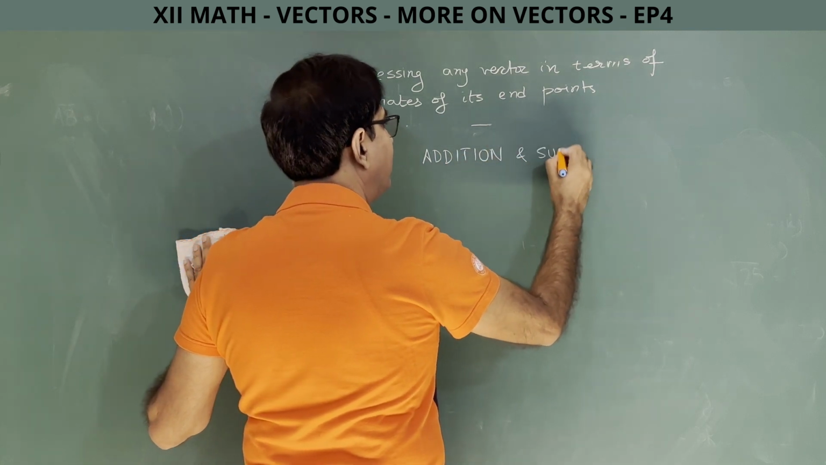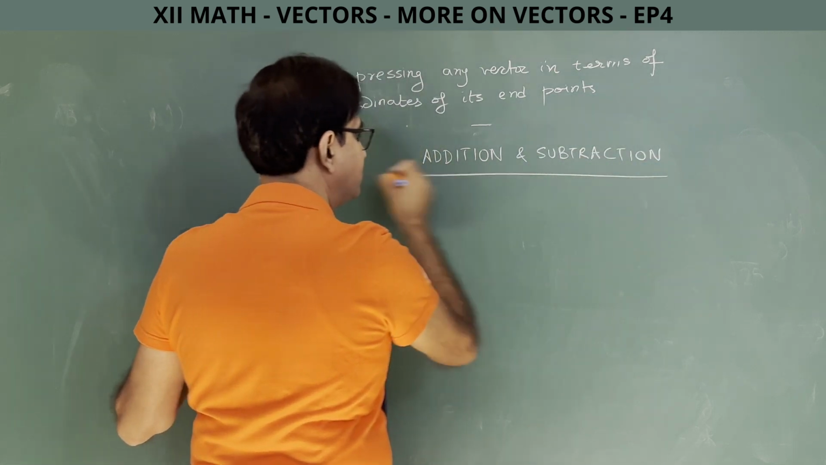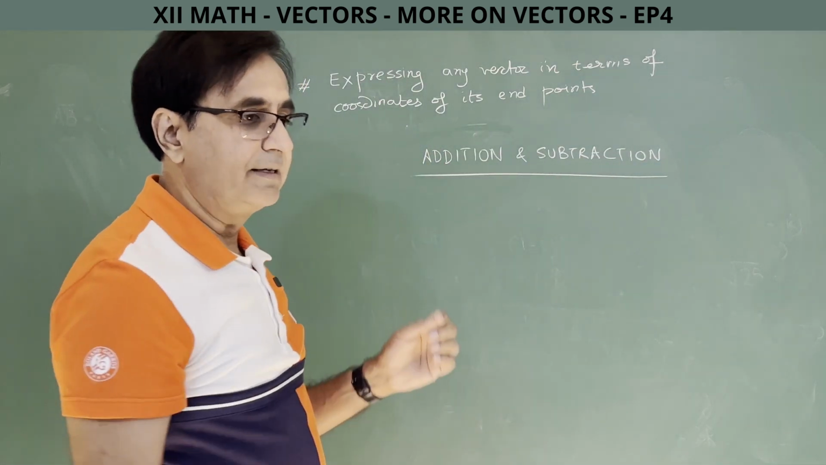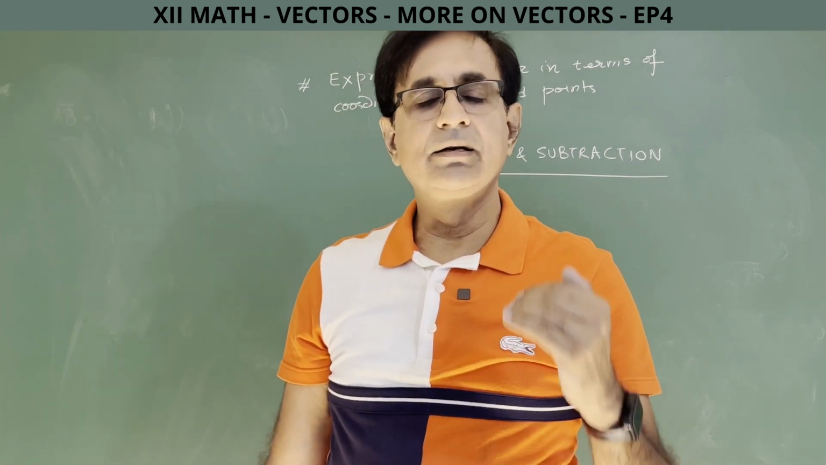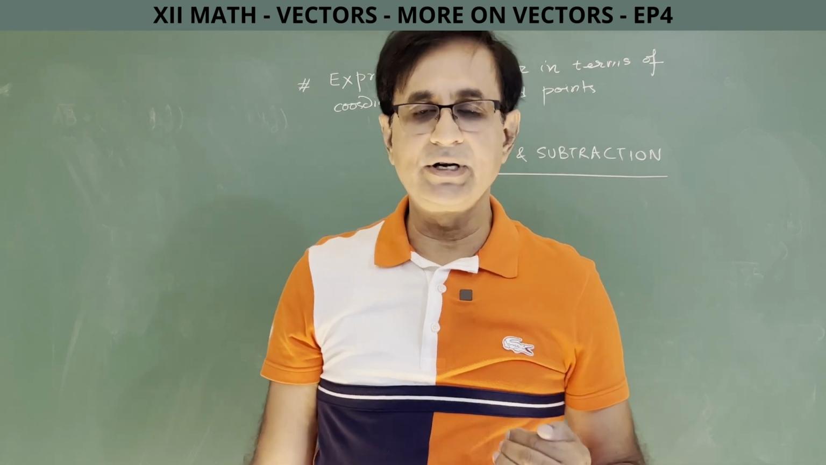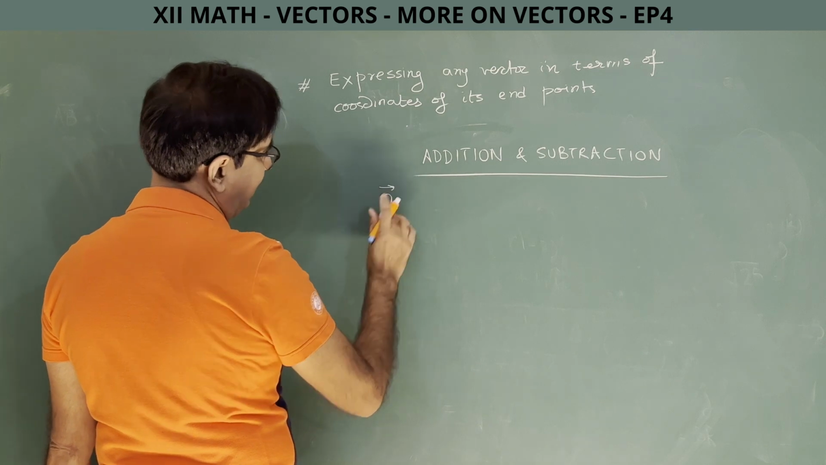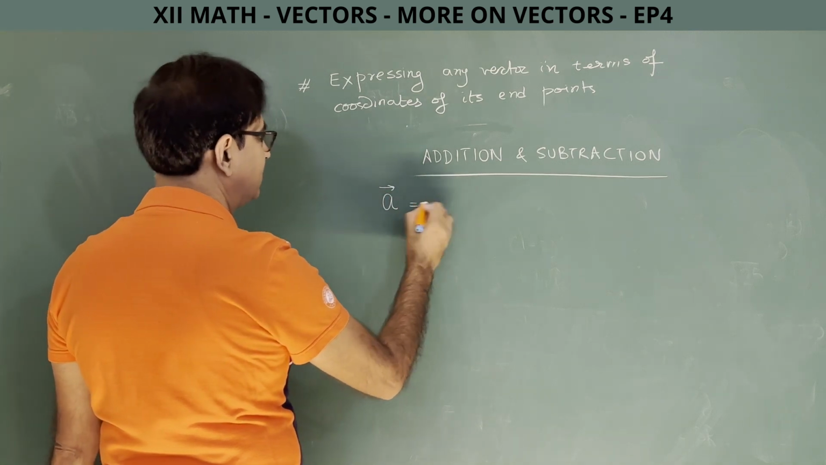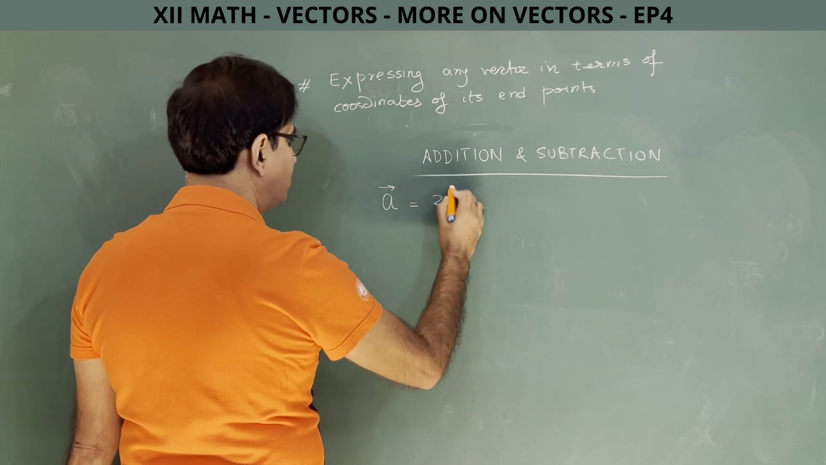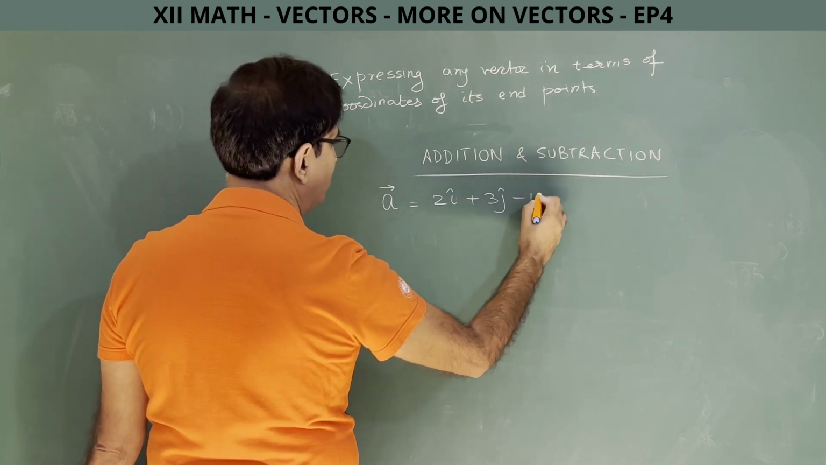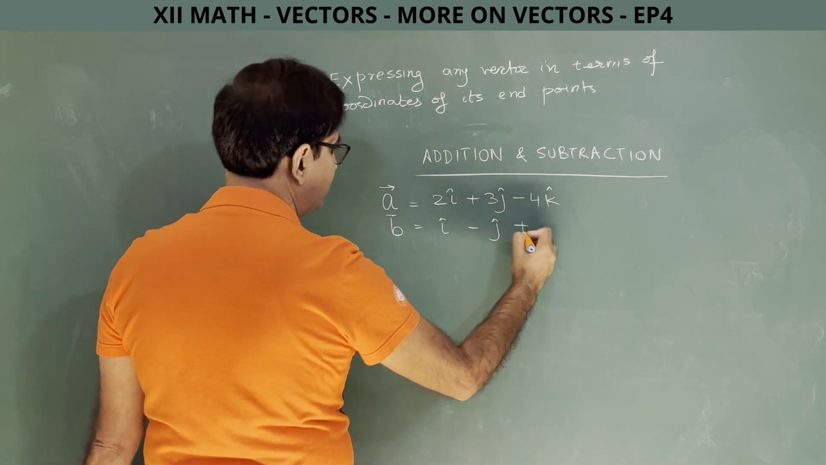addition and subtraction of two vectors. Now when I was adding vectors, when they were not expressed in terms of i, j, k, I required triangle of addition or parallelogram law of addition. But now I don't need anything. So I have vector A. Now I am representing vector by a single small case letter. It is 2i plus 3j minus 4k. And I have another vector B, i minus j plus 5k.